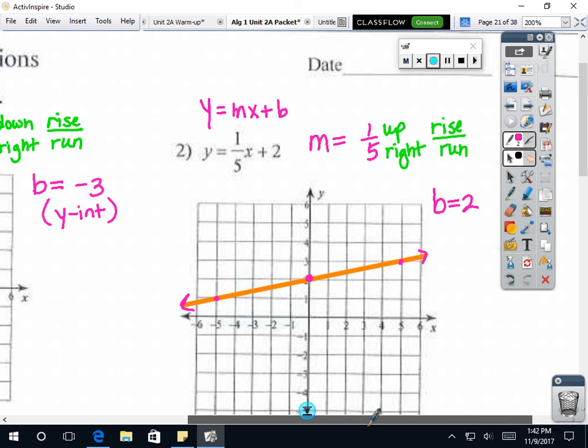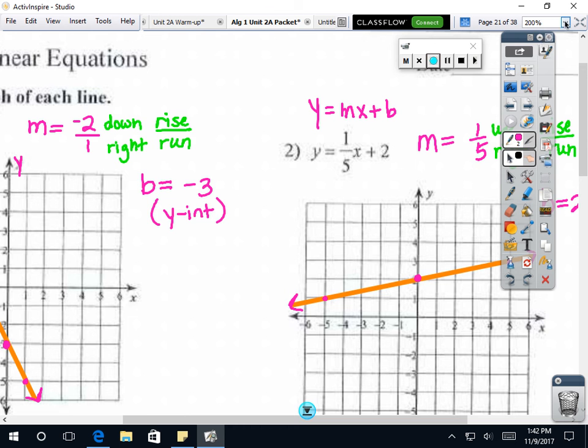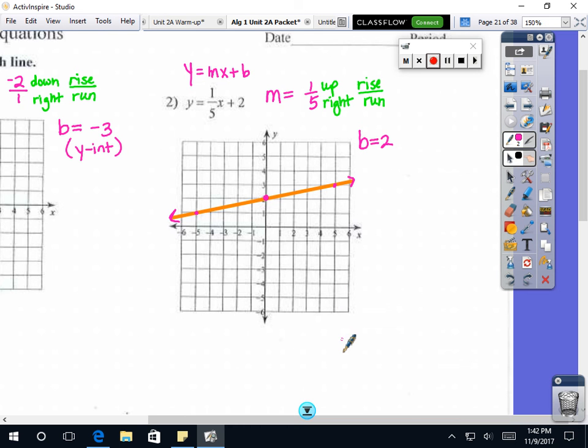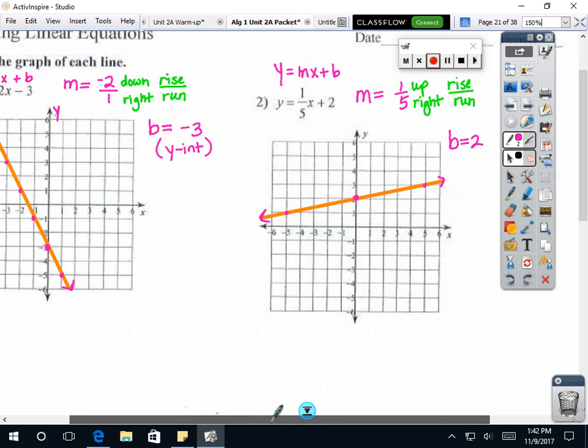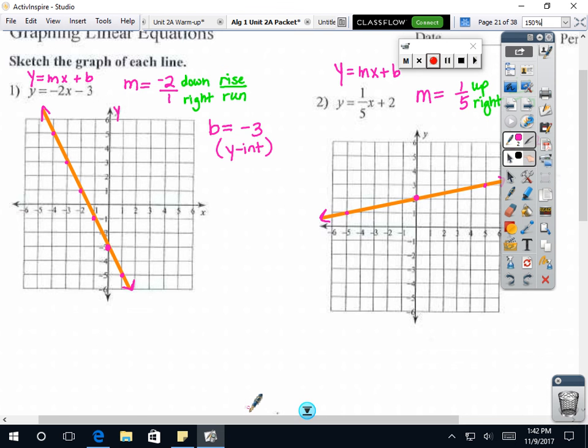Correct. I was about to talk about that. Okay, everybody look up at the 2 we've graphed so far. Why is number 1 going down and number 2 is going up? No, it's the slope. Your b, your y-intercept just tells you where you're going to cross the y-axis. It does not determine whether you go up or down. The m, being a -2, made this line go down. This m, being a +1/5, made it go up.